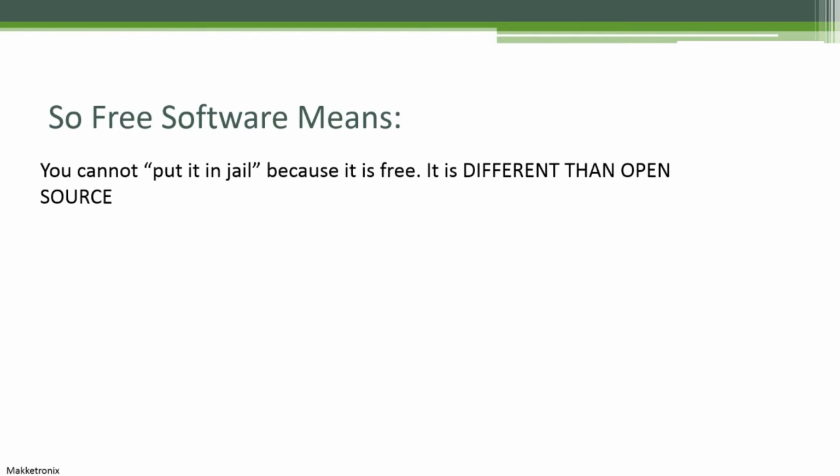So freedom means you cannot put it in jail or you cannot hoard it. It's significantly different than open source. Open source software means it's just open source. You can inspect the code. You can still have terms and conditions which prevent you from even using the software, or they can even give it to you and tell you, hey, if you use the software, you have to give us money, and you're not allowed to modify it or anything. So open source can be anything. Free software means that the software itself is free from boundaries.